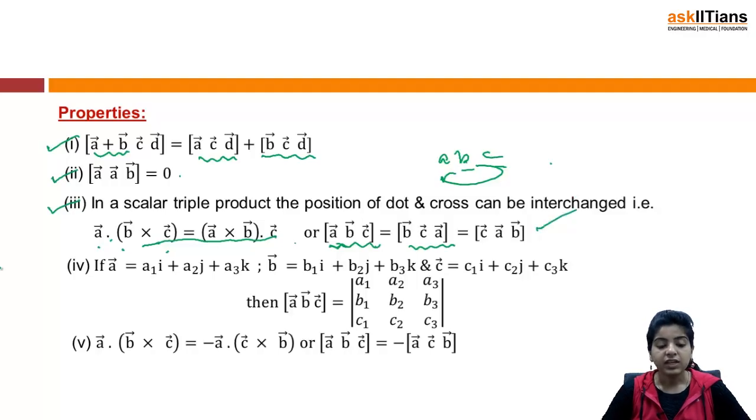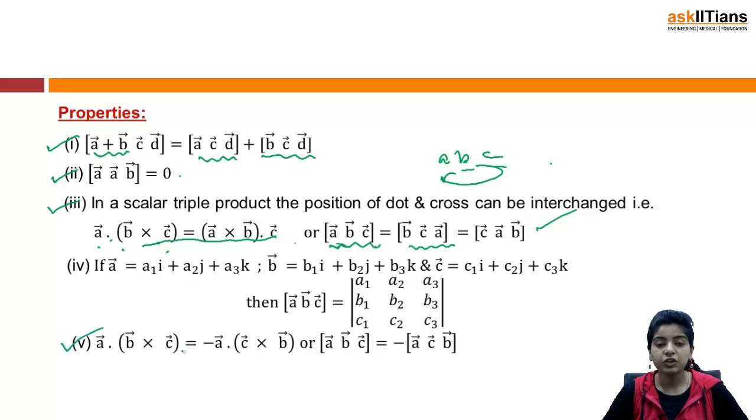Next one says if A is A1 i plus A2 j plus A3 k, B is B1 i plus B2 j plus B3 k, and C is C1 i plus C2 j plus C3 k, then the scalar triple product of ABC is equal to, in the form of a determinant, you can just write down in the first row only the components of A, followed by in the second row the components of B, and in the third row the components of C. So we get the determinant of A1, A2, A3, B1, B2, B3 and C1, C2, C3.